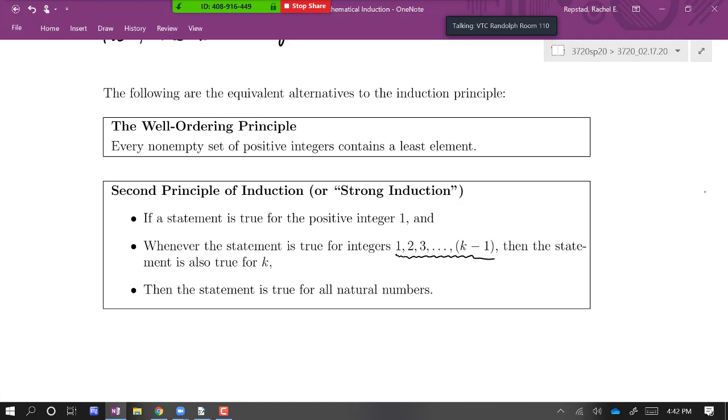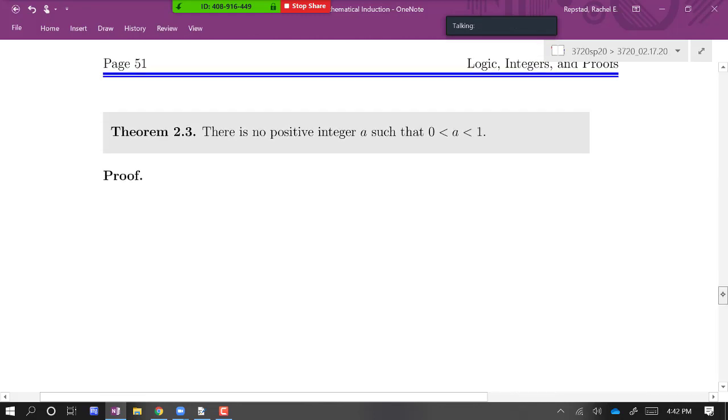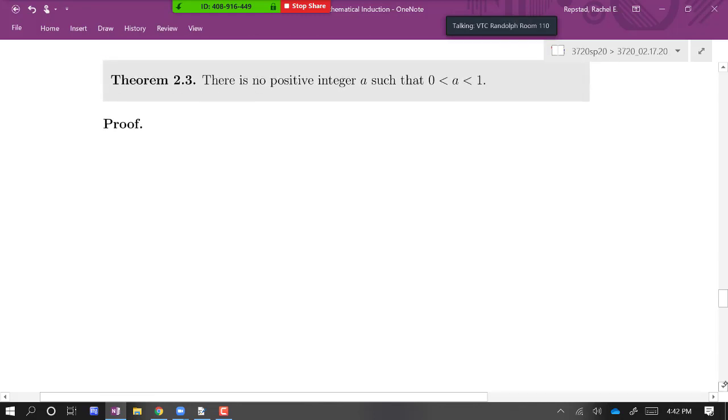Okay, so now we're getting to the fun one. They've all been fun, I know, but we're going to go ahead and prove that there's no positive integers between 0 and 1. I like proving this because statements that seem obviously true are sometimes the hardest to prove. Like, what do you say other than, of course, there's no positive integers between 0 and 1. But we're going to do it, and we're going to do it by contradiction.